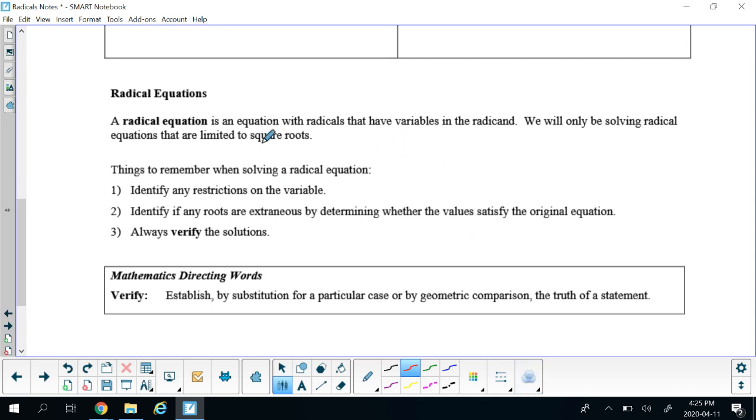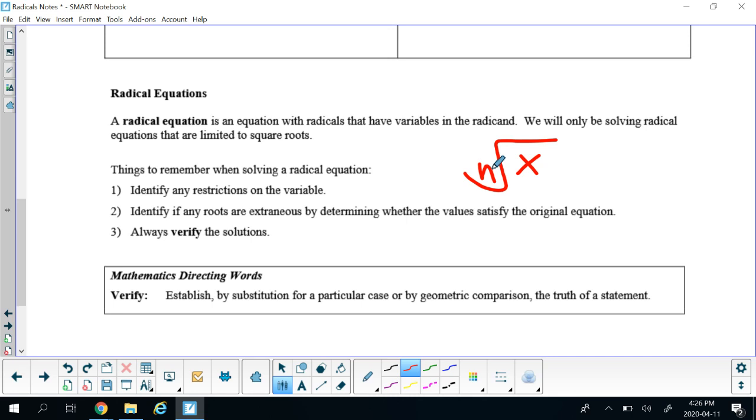A radical equation is an equation with radicals that have variables in the radicand. And I'm pretty sure you know what radicand is because I've talked a lot about this word in my previous videos. So if you have something written like this, that is nth root of x. So x is called the radicand and n is called the index. Okay, and in this video, we will only be solving radical equations that are limited to square roots and I will not be doing any questions that are based on cube roots.